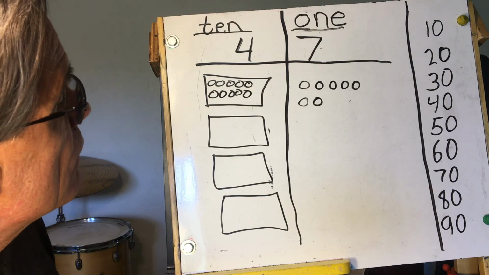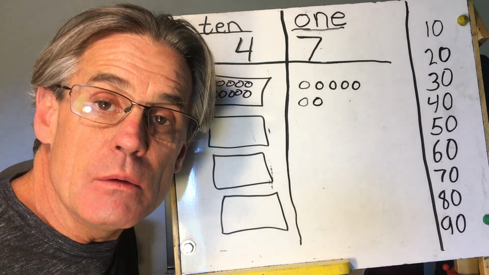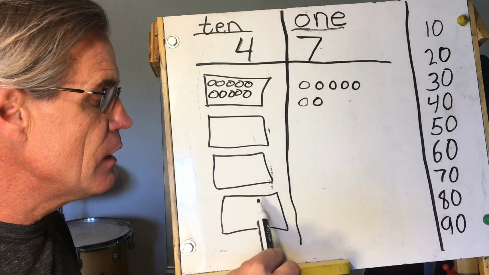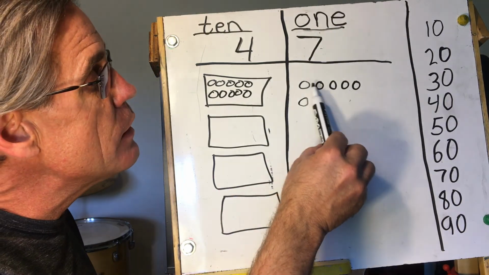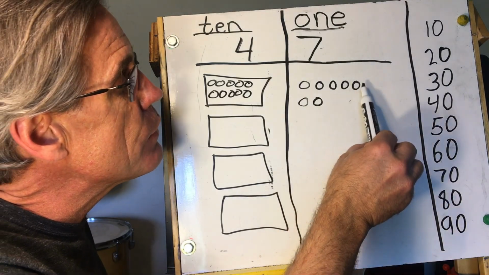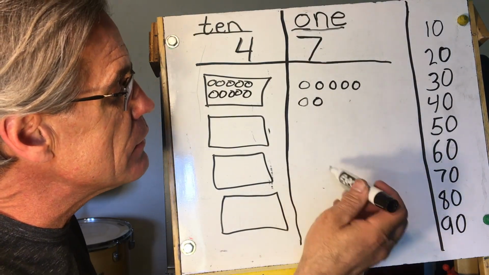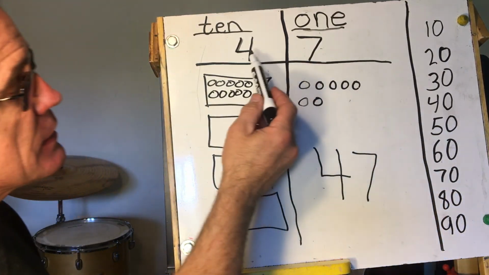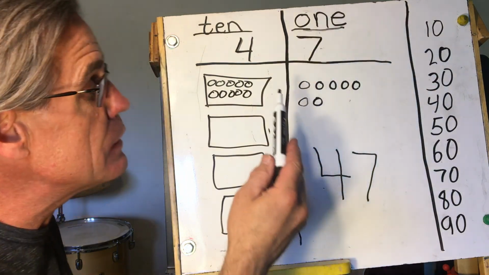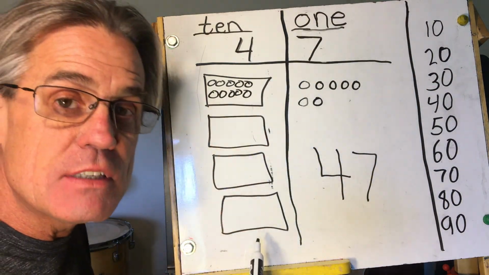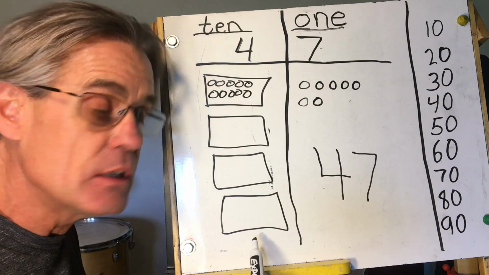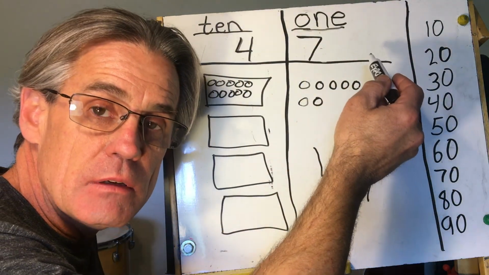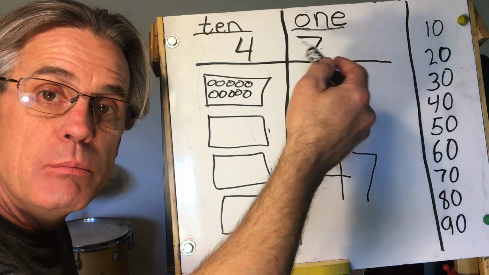Okay, now, let's see what number we made. We could count them the easy way. 10, 20, 30, 40, 41, 42, 43, 44, 45, 46, 47. I'll put that right here. And of course that matches exactly what we had up here already because we knew we had 4 sets of 10, 4 boxes of 10 cookies, and 7 cookies outside of a box. 4, 7, 47. Bada boom.